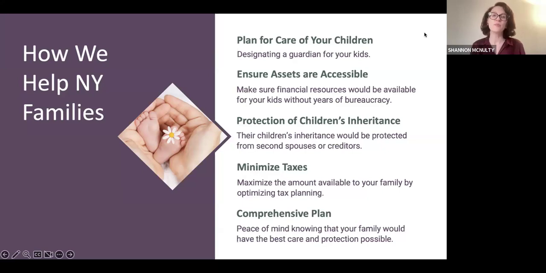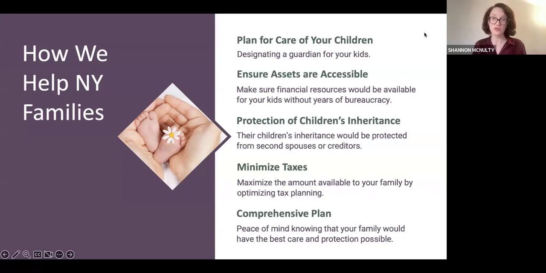I deliberately put minimizing taxes lower on the list because honestly, all of these other things are a lot more important, or at least some of them. Who's taking care of your child on a day-to-day basis is way more important than your taxes, especially in this situation where you're not going to be paying taxes unless you have a certain amount of money.